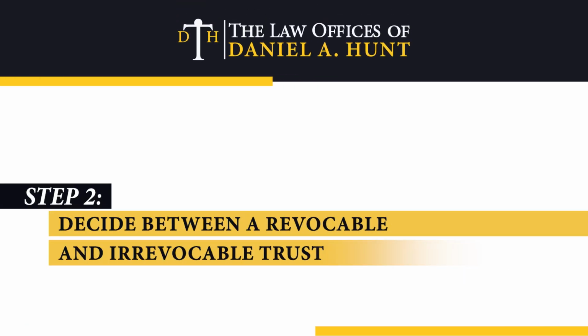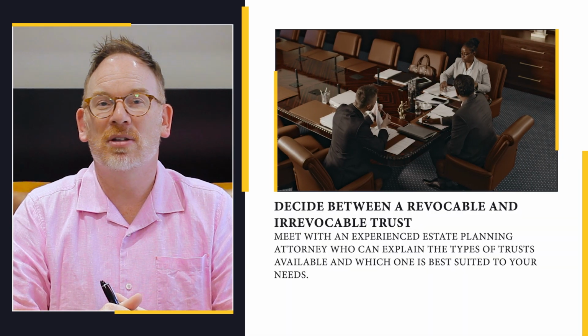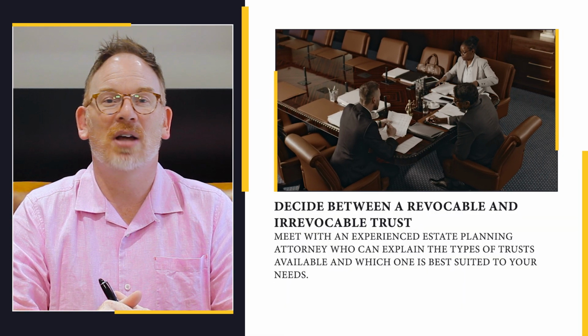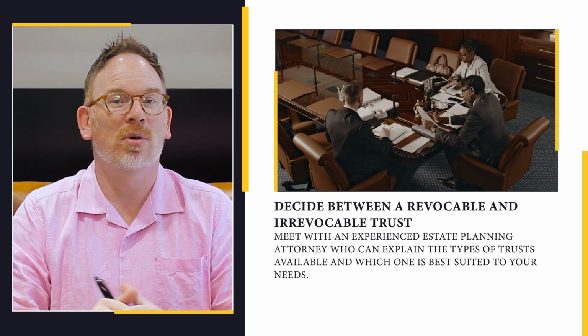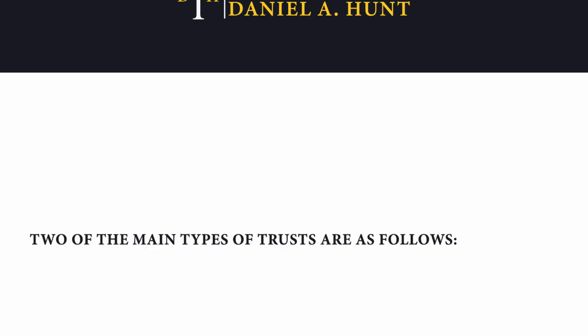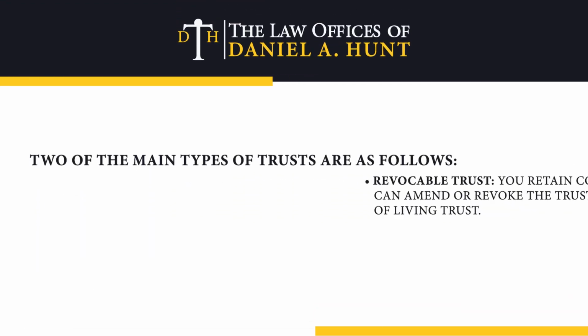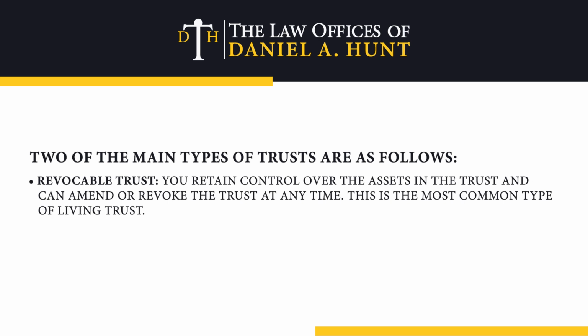Step 2. Decide between a revocable and irrevocable trust. Meet with an experienced estate planning attorney who can explain the types of trusts available and which one is best suited for your needs. Two of the main types of trusts are as follows. A revocable trust. You retain control over the assets in the trust and can amend or revoke the trust at any time. This is the most common type of living trust.